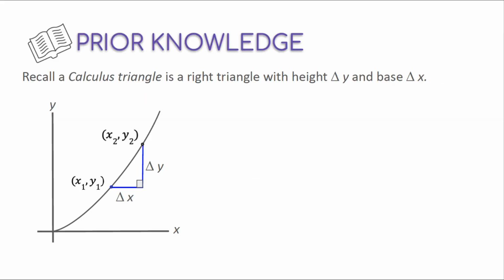Recall that a calculus triangle is a right triangle with height delta y and base delta x. So we start by calculating the change in x. That becomes the horizontal leg of this right triangle. And then we calculate delta y, which is the change in the y values, y2 minus y1. And we calculate the vertical change, and then we draw that on the graph.